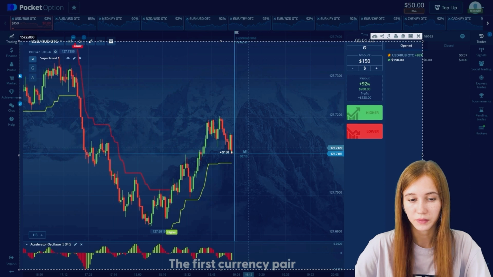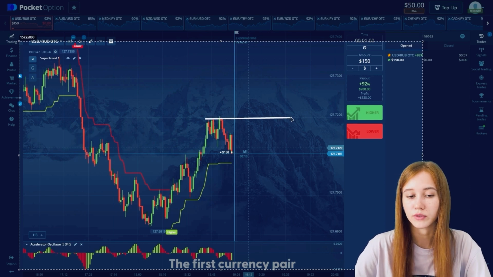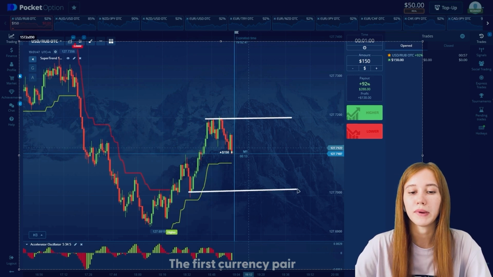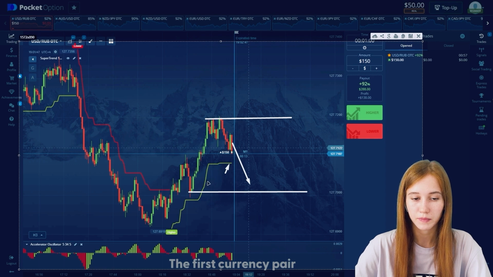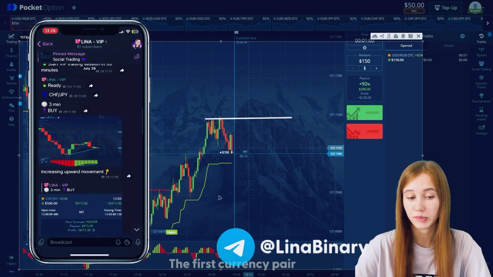What do we see here? First, let's highlight the area of resistance and support. We see that we may be able to smoothly move towards the support area and cross the first line of the super trend indicator. But a large downward candle has still formed. That means that it may roll back in the opposite direction.